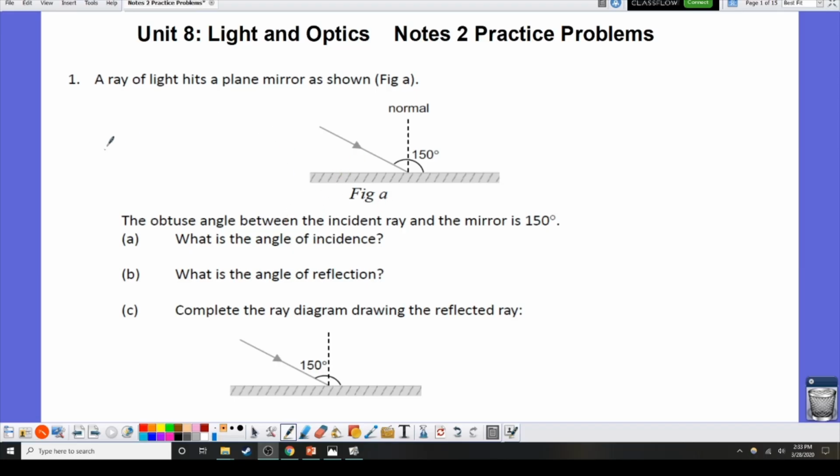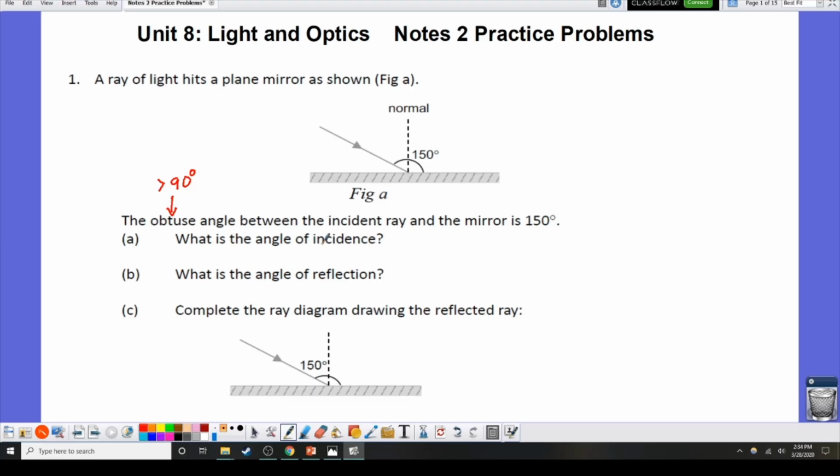Number 1 says a ray of light hits a plane mirror as shown, so in this figure, and the obtuse angle between the incident ray and the mirror is 150 degrees. If you don't know what the word obtuse means, it basically just means that it's greater than 90 degrees. So that's a greater than symbol, so it's greater than 90 degrees. And of course we can see here that 150 degrees is indeed greater than 90 degrees.